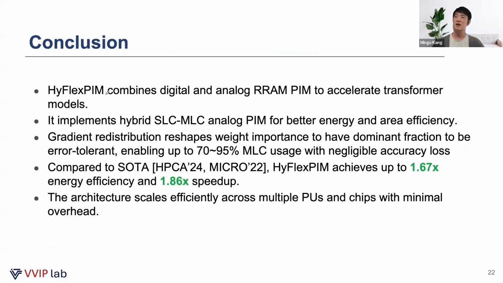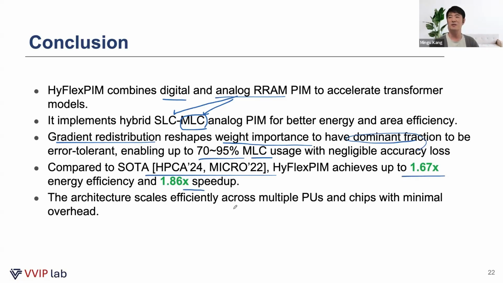So let me conclude. Hybrid PIM exploited digital and analog RRAM PIM. Inside analog again, we used SLC-MLC. And we want to use MLC as much as possible. So the gradient distribution reshapes the weight importance to be dominant, meaning that in 70 to 95% of cases, weights can be applied to the MLC domain. And then compared to the SOTA, we could achieve at least 1.6 or 1.8 times energy and speed benefit.